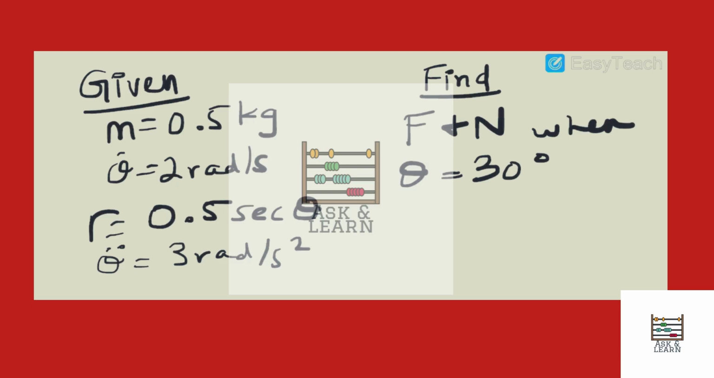Hi everyone, so what we have here is a particle with a mass of 0.5 kilograms that is moving along a horizontal slot due to the rotation of an arm. We know the arm is rotating at a constant angular velocity of 0.2 radians per second, and the path of the ball is given by 0.5 times the secant of theta. And we also know the arm is accelerating at 3 radians per second squared.